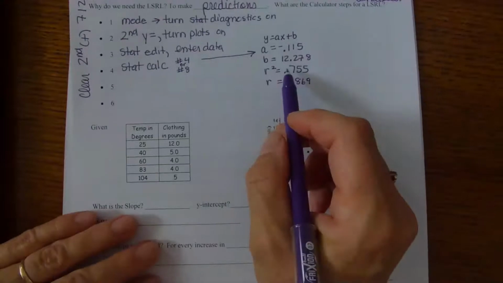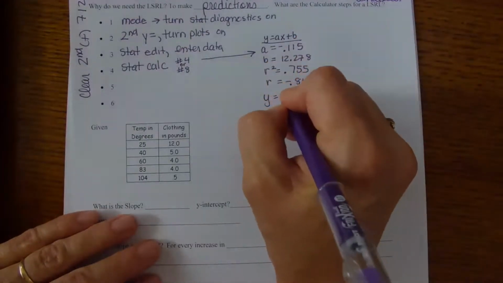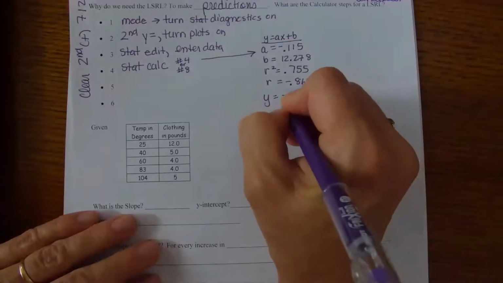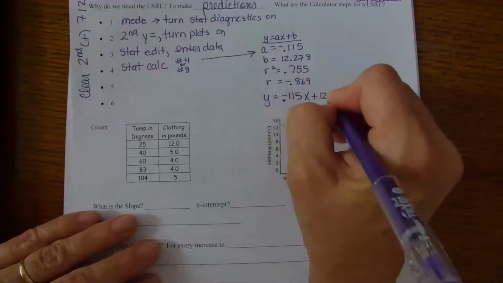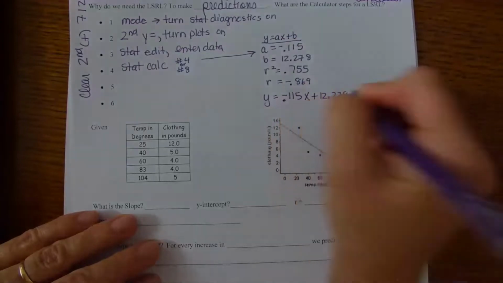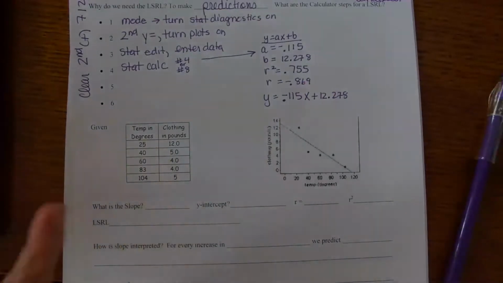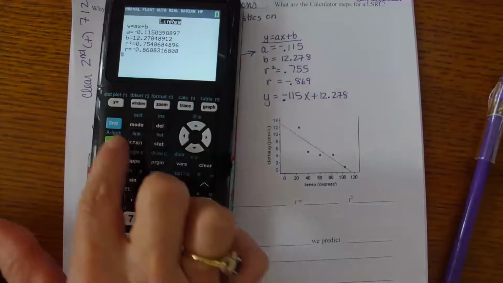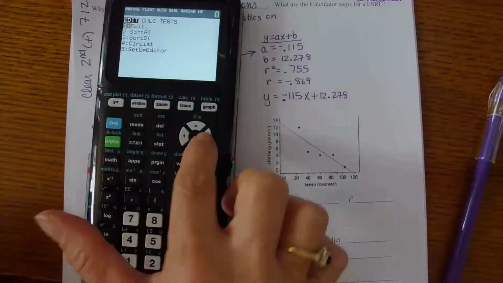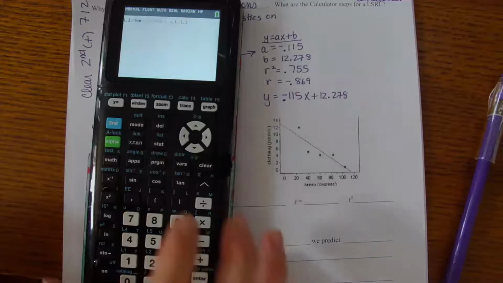So if I were going to write this equation down, I would say y equals negative 115.115x plus 12.278, right? Let's go back to stat calc. You don't have to do anything with your numbers. They're all going to still be the same number. So let's go to stat calc number 8. Go all the way through.